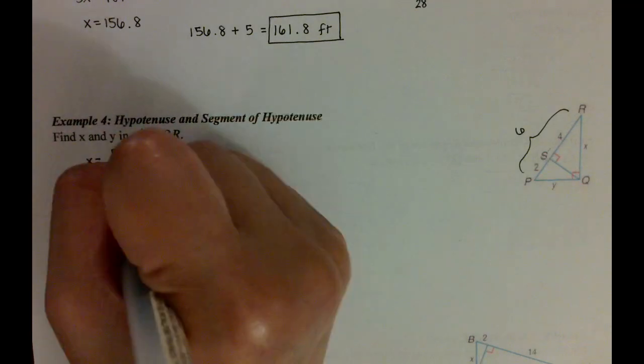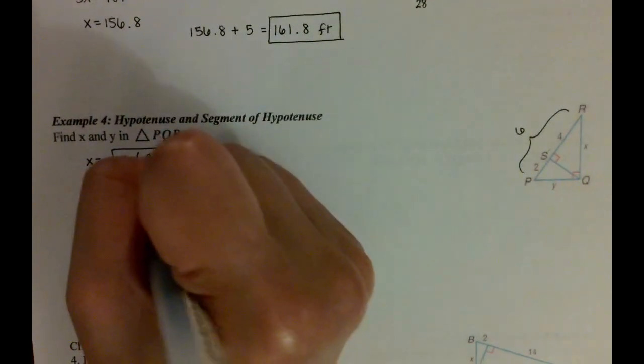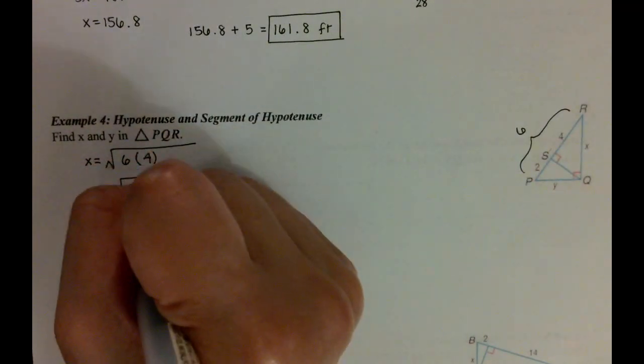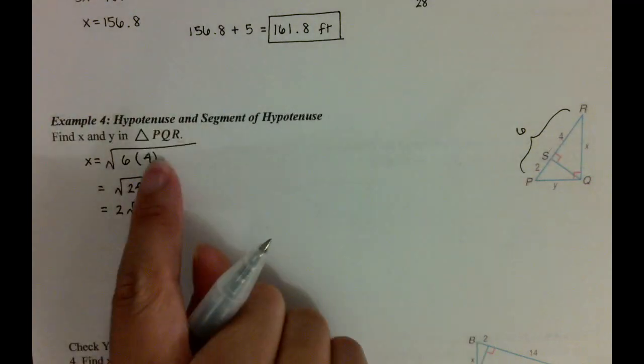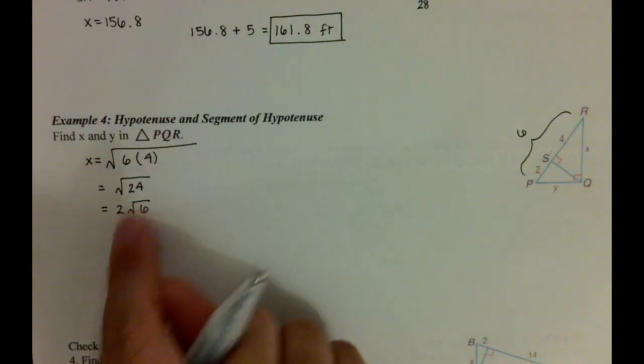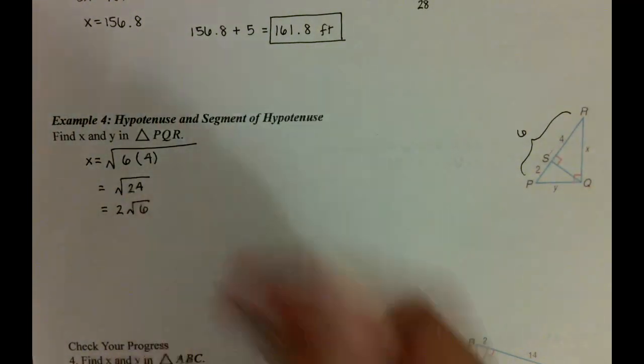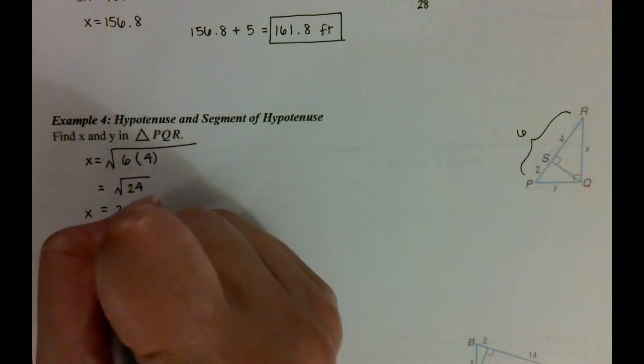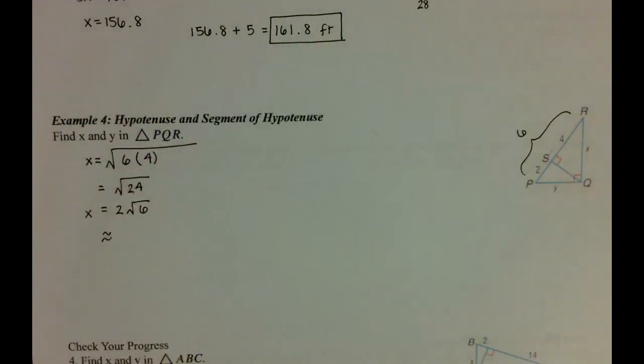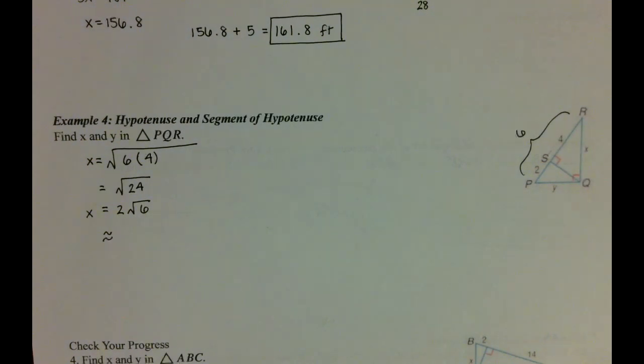Okay? So then square root of 24, which is 2 square root of 6, because the square root of 4 is the 2, and then 6 is only 2 and 3, no pairs. This is x. Okay? And then if we wanted an approximation, 2 square root of 6 is approximately 4.9.